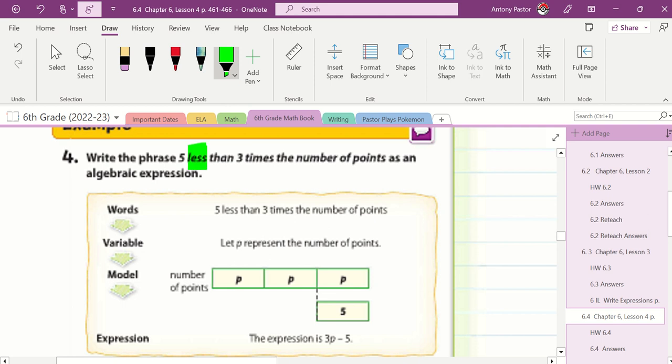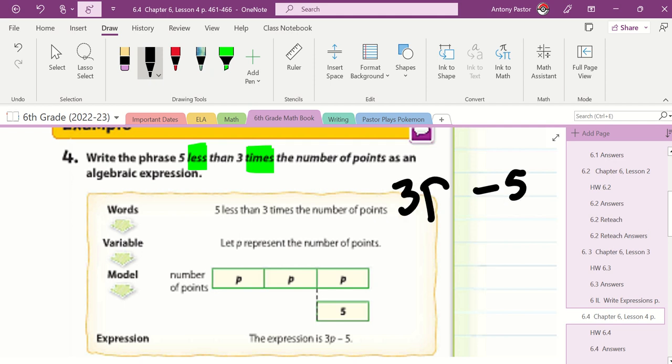Less and times are our key math terms. So it's 5 less than 3 times the number of points. 5 less, I'm going to be subtracting 5 eventually, 3 times the number of points. P would be points in this case for our variable because we don't know what our points are. So the number of points, 5 less than 3 times the number of points.